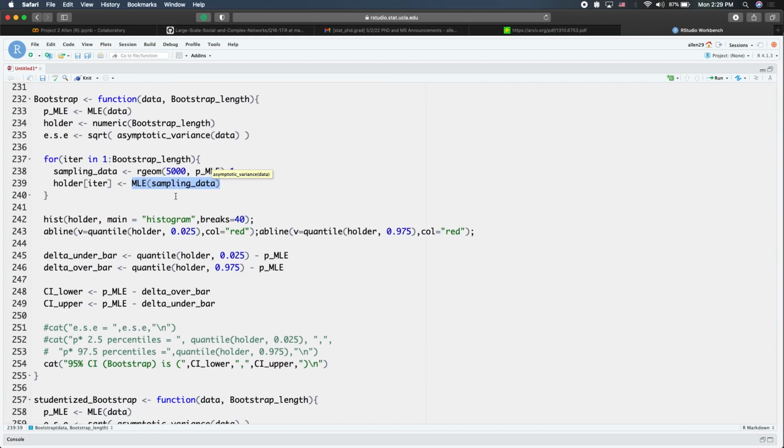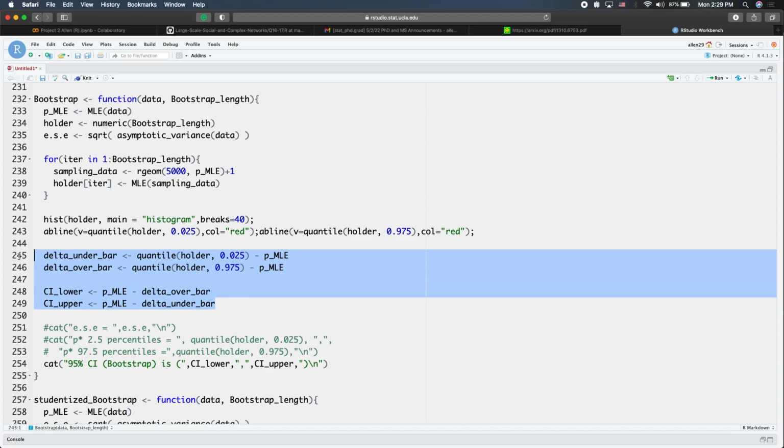So in this case, we will have 1,000 estimated MLEs stored in this placeholder. Once we have that, here we plot the histogram, and then we show the two quantiles for 0.025 and 0.975, the quantiles of the histogram that we calculate for the 1,000 MLEs. And then we construct the lower bound and upper bound. These are just direct applications of the formulas, which you can find in the slides.